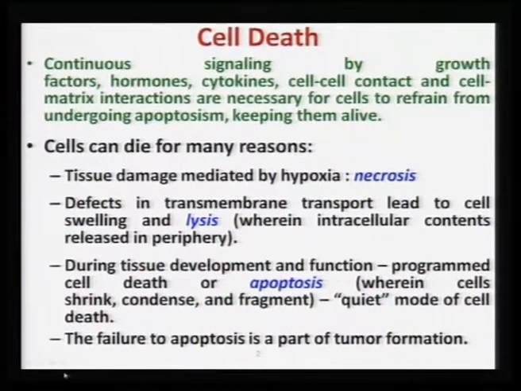Now, cell death is that continuous signaling by growth factors, hormones. So, these are different signaling processes: growth factors, hormones and cytokines, and cell-cell contact and cell-matrix interactions are necessary for cells to refrain from undergoing apoptosis, keeping them alive. So, what it means is that as long as the cells receive all the signals necessary for their survival, cells will survive. The moment the cells are deprived of these signals, cells will undergo apoptosis or death. It is as simple as that.